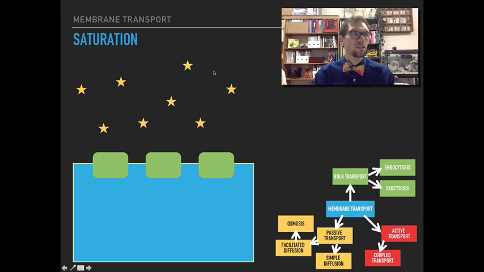So you can imagine a situation where there's not very many molecules that need to move across the membrane, and then they have plenty of time to move across. So you have movement across the membrane slowly.